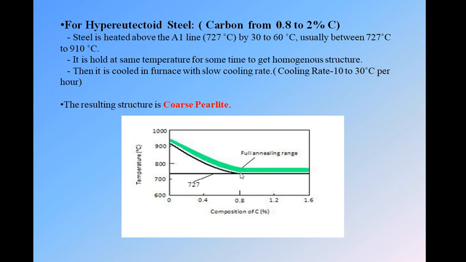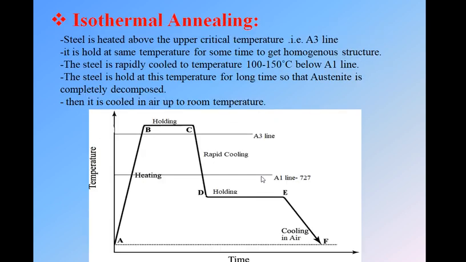Here also we get the coarse pearlite as output, which is a softer one. Okay, so see, for hypo, up to this, we heat the steel above the A3 line, and from 0.8 to 2% we heat the steel above the A1 line. Just remember this difference, this will be asked in the exam. Okay, for hypo above the A3 line, for hyper above the A1 line.